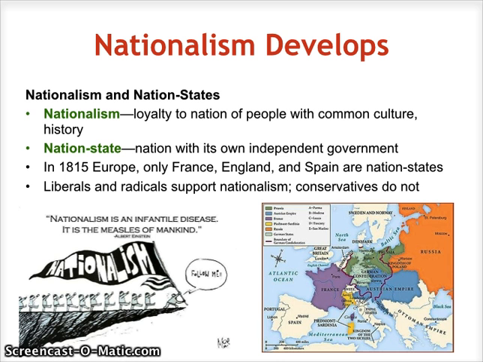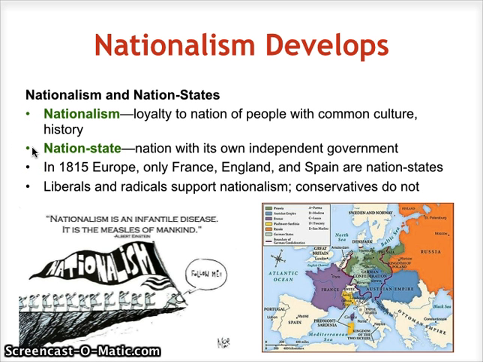Nationalism develops. Now, out of these 3 ideas, we start to see the development of this idea of nationalism. Nationalism is when one person or a group of people is loyal to each other with a common culture and a common history. Often this also includes other elements, so people who speak the same language, people who worship the same religion. This is tied in with nationalism, even if they share the same land.